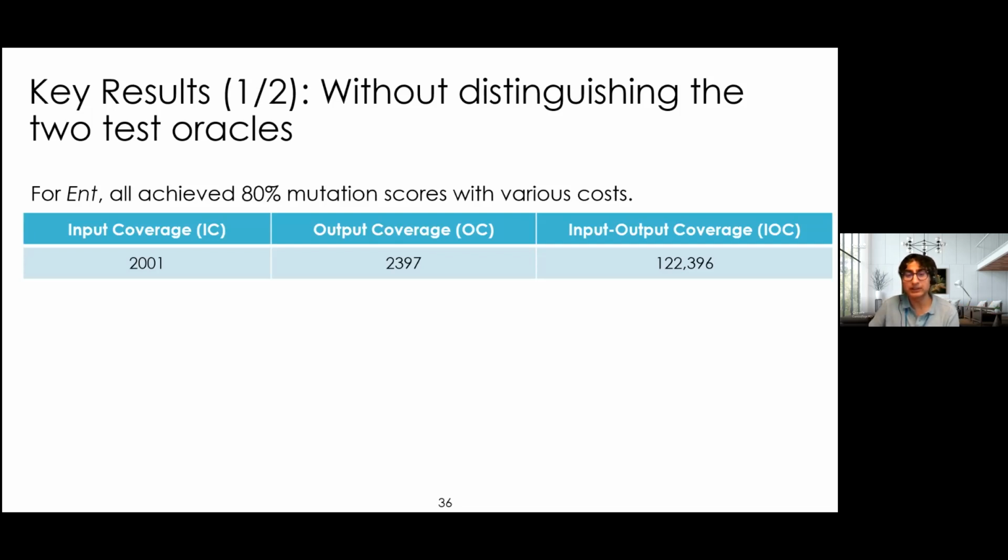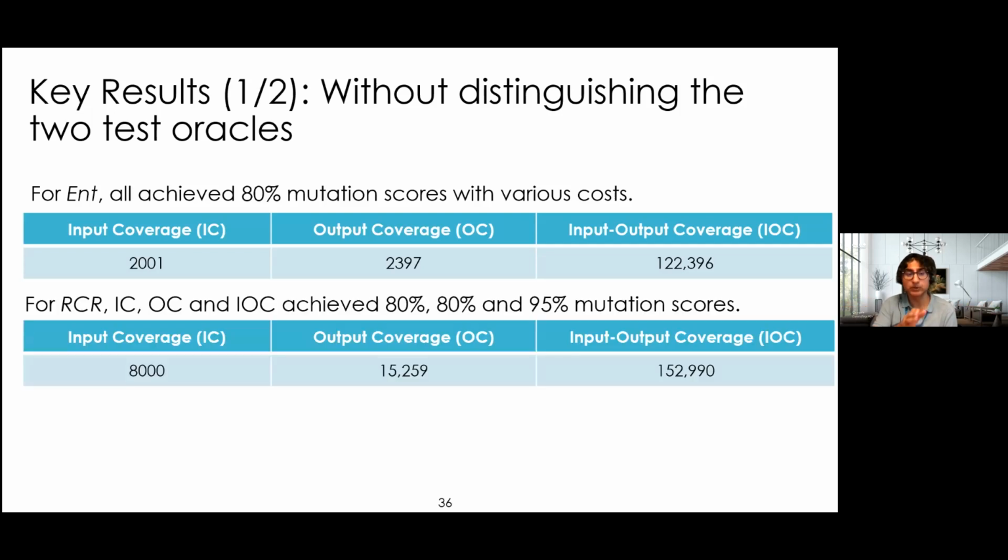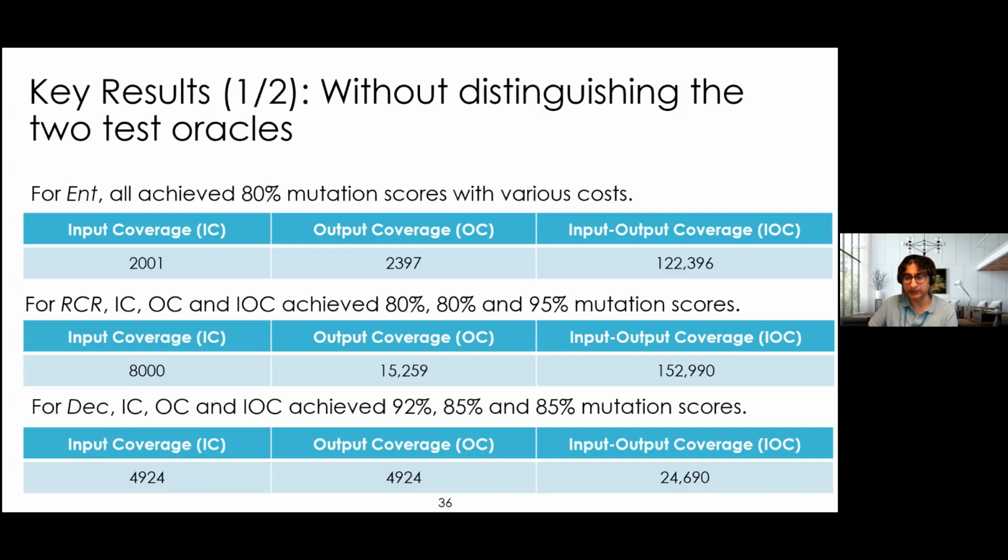But you can see in the numbers here, for example, 2001, 2397, 122 is the number of test cases. You can see that input coverage is quite simple, but as we go for output coverage and input-output coverage, the number of test cases is too many. Similarly, for other programs, we managed to achieve 80%, 95% of mutation scores. And you can see the average number of test cases is quite increased when we go to output coverage or input-output coverage.